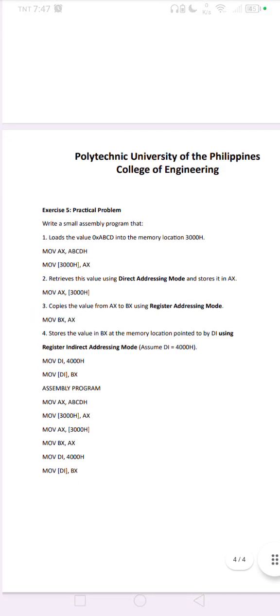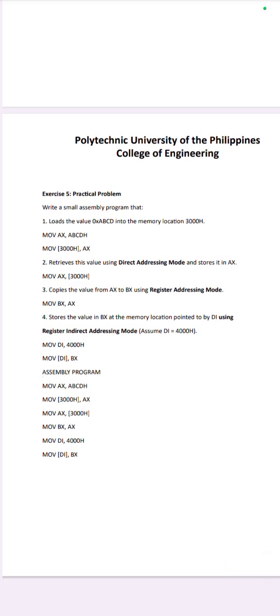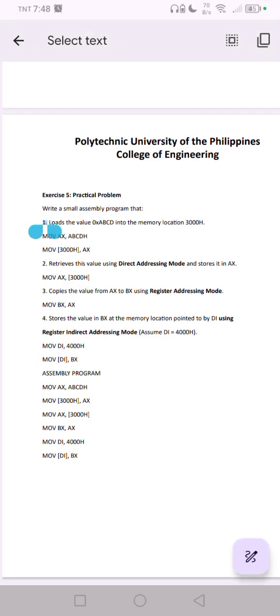Next, exercise 5. In this exercise, we wrote a small assembly program to demonstrate the use of different addressing modes. 1. Load the value 0xABCD into the memory location 3000H. MOV AX, ABCDH; MOV [3000H], AX. This immediate value ABCDH is loaded in AX, and this value is stored at the memory location 3000H. This operation involves both immediate and direct addressing.